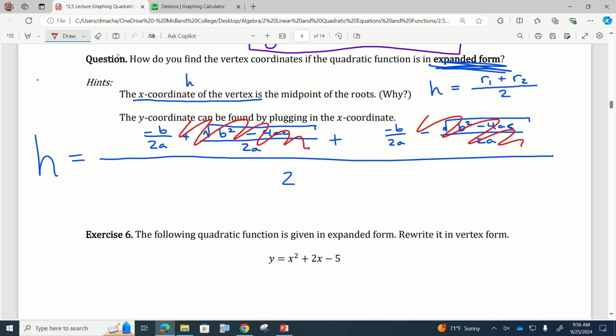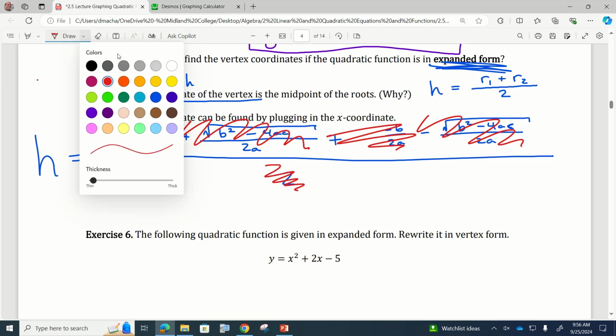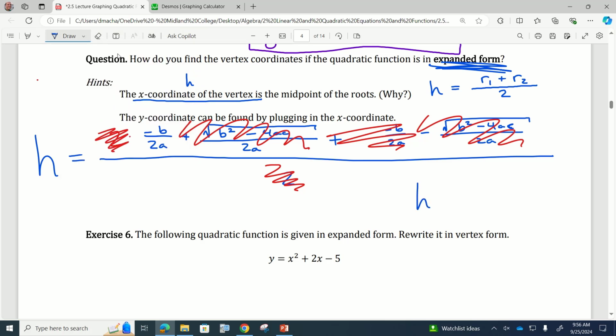What do I have left? I've got that negative b over 2a plus another copy of negative b over 2a. That's like having 2 copies of negative b over 2a. But then this 2 in the numerator and that 2 in the denominator, they're going to cancel each other out. And so in the end, when I'm done simplifying, h is equal to negative b over 2a.